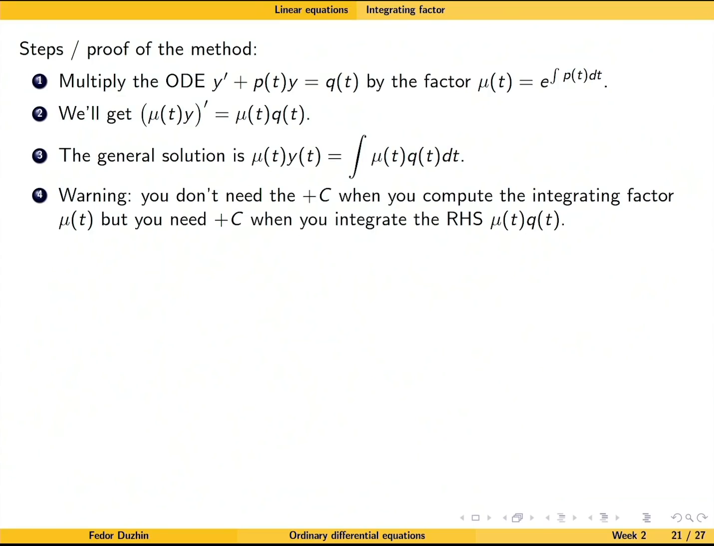About plus c, you don't need the plus c when you compute the integrating factor, because when you compute the integrating factor, your goal is not to find all possible integrating factors. You just need one particular integrating factor, which means you don't have to care about plus c. But now you need plus c here, because now our purpose is to find all solutions of the differential equation, which means it is up to plus c.